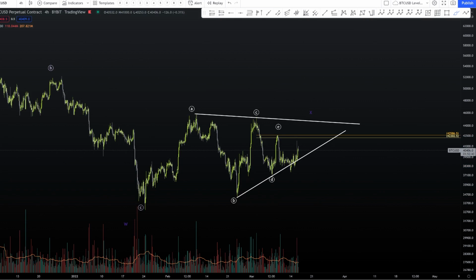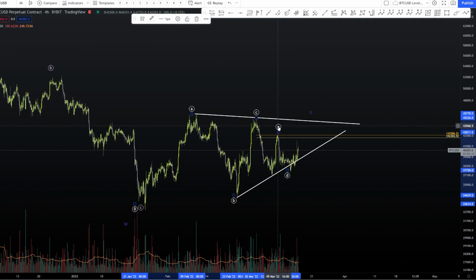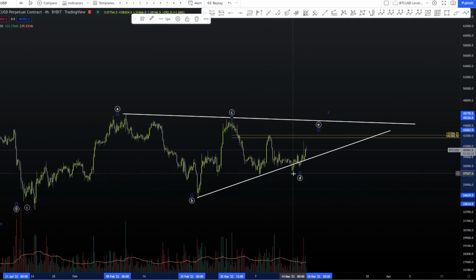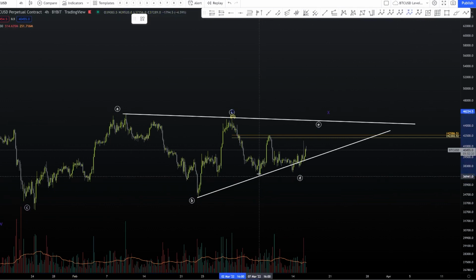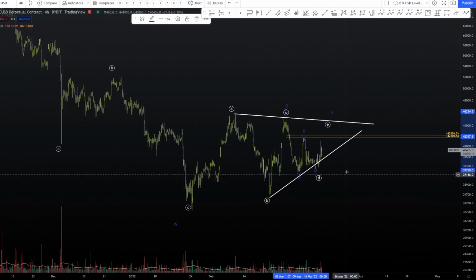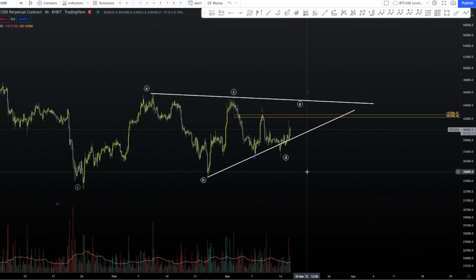So another way we could count this, instead of saying this is an A, B, C, D, E as so, the first way is saying this is a WXY for the wave D, where you could say it's a double zigzag for WXY. However, since this wave Y does not take out the end of this wave W, if we were to say this is a WXY double zigzag as so, I don't think it's that likely, to be honest. That's the first way we could count it technically. It is possible you could say it's a truncated double zigzag, but it's just not very likely.